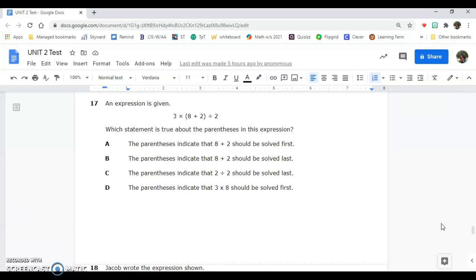A, the parentheses indicate that 8 plus 2 should be solved first. B, the parentheses indicate that 8 plus 2 should be solved last. C, the parentheses indicate that 2 divided by 2 should be solved last. And D, the parentheses indicate that 3 times 8 should be solved first. Which statement is true about the parentheses?